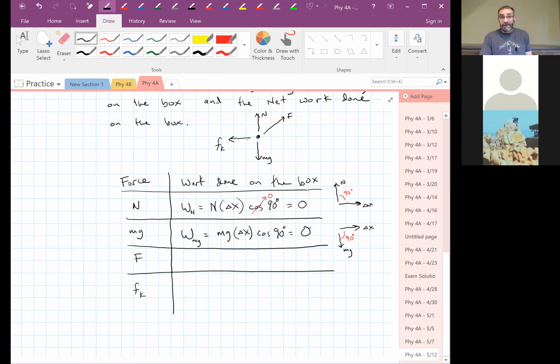Okay, another example is you have a big suitcase, you're getting ready to go on a trip. You grab the suitcase, you stand up, you lift it up off the floor. Did you just do work on the suitcase? Yes, right? You lifted it up, you applied a force to it, and it moved in that direction. You did work on it.